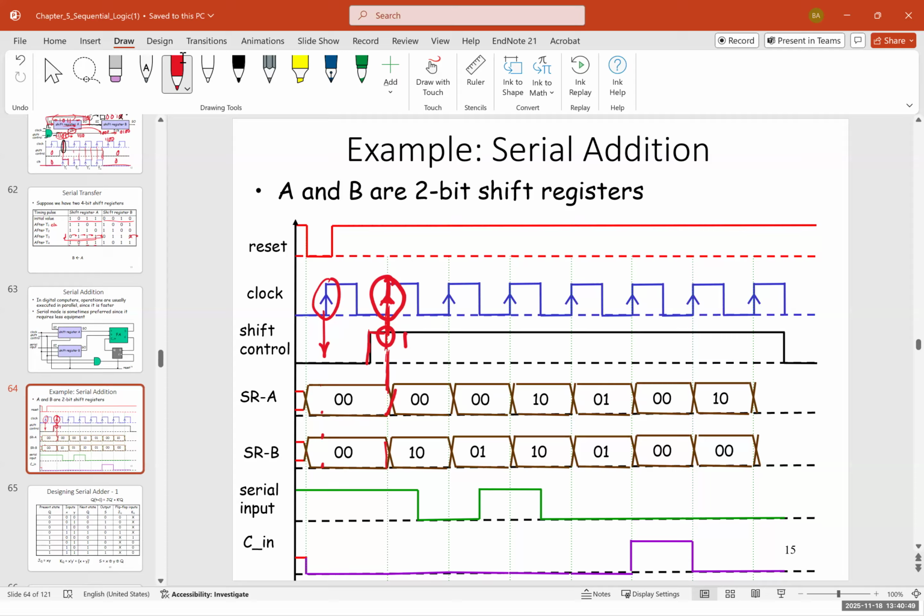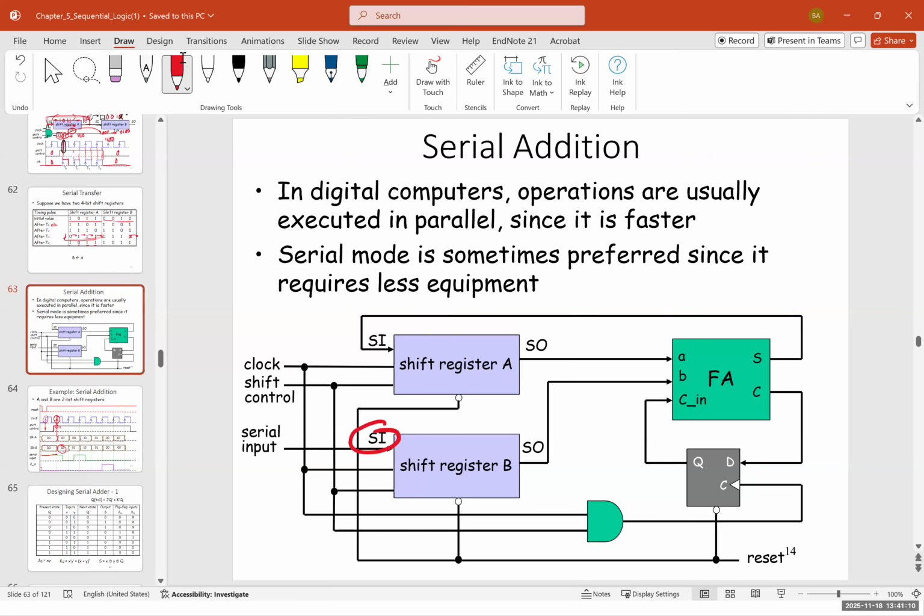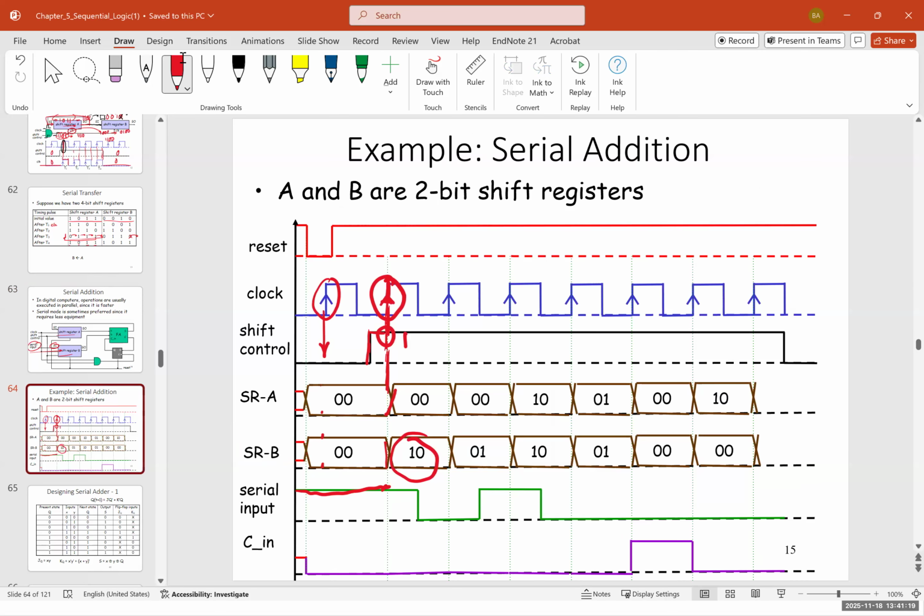And since the serial input here was 1, it will add to shift register B, for example, because we have a serial input. Why is it added to shift register B? Because here our serial input is connected to shift register B. It's not connected to shift register A. Nothing is connected to shift register A. Therefore, shift register B goes from 0, 0 to 1, 0.